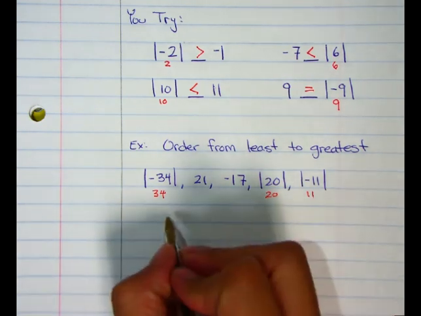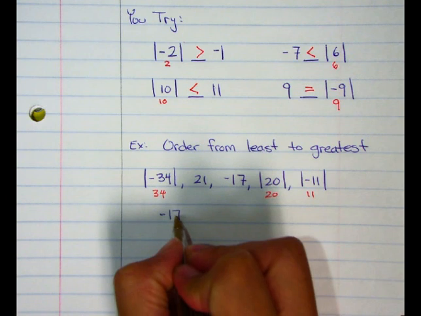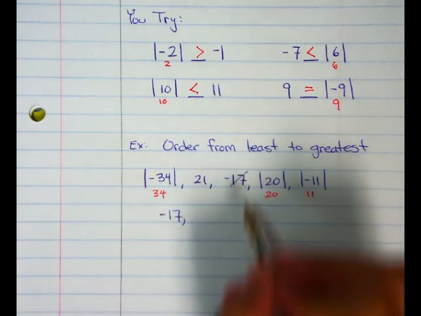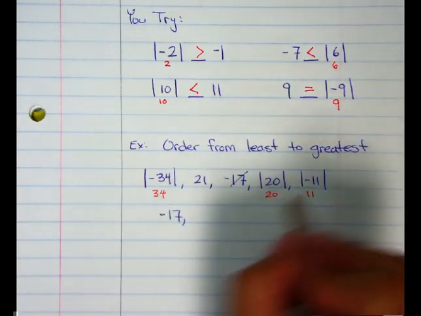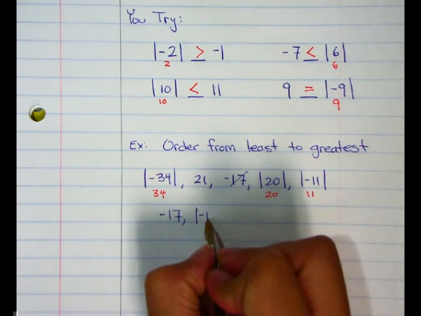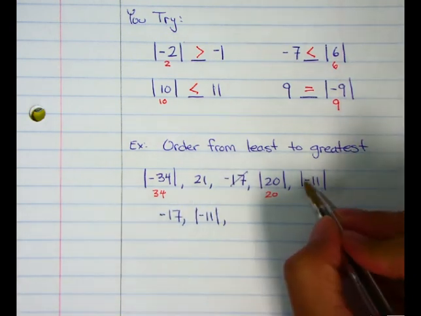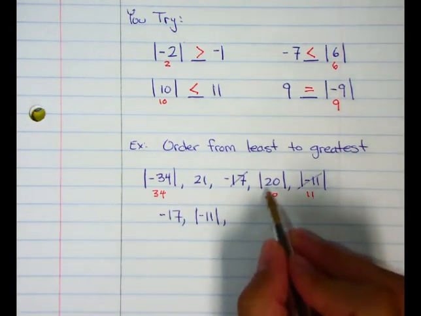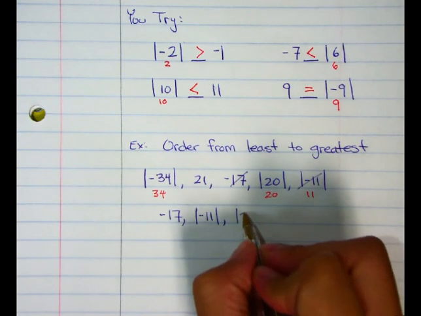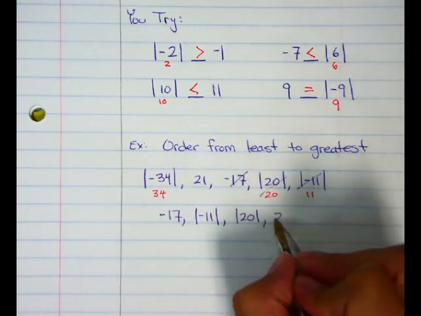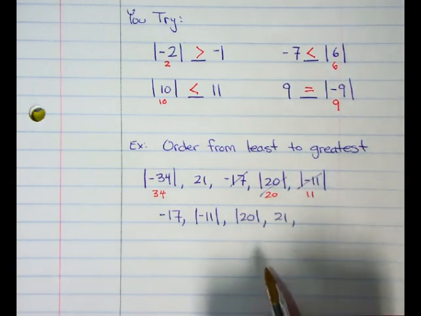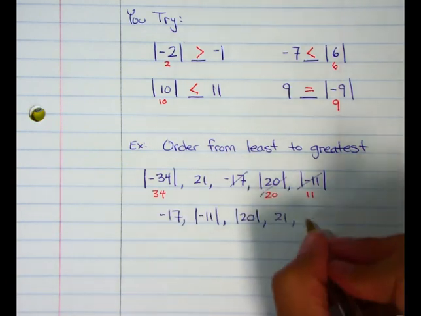So I'll start off with -17, that's my lowest number. My next lowest number looks like it's going to be the 11, which I would just write as the absolute value of -11. The next lowest number looks to be 20, so that would be the absolute value of 20. Next number is 21, we just write 21. And last but not least, this would be the largest number, the absolute value of -34.